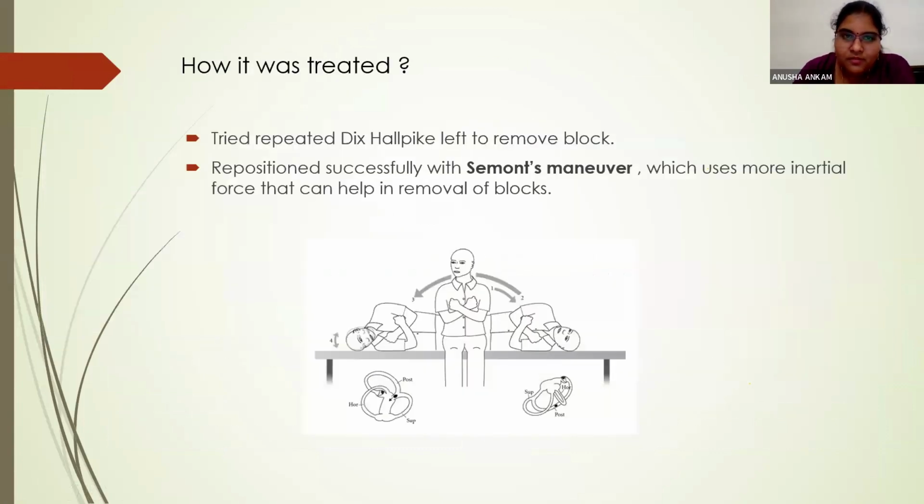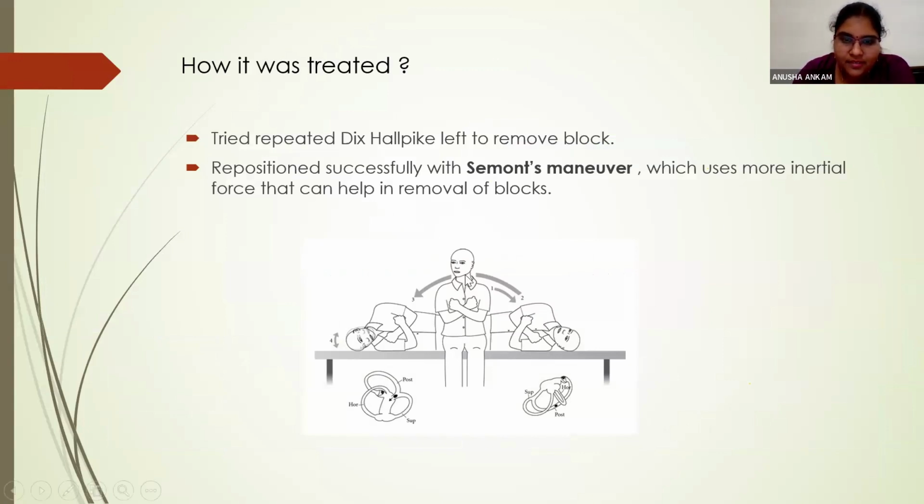So for this, we have tried repeated Dix-Hallpike on the left side to remove the block. That means to and fro movement of the endolymph we have elicited. And then we have repositioned it with Semont's maneuver, which uses more inertial force that can help in removal of blocks. That's why it is called Semont's liberatory maneuver.